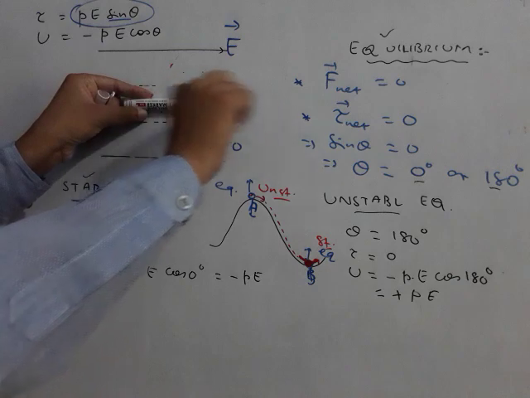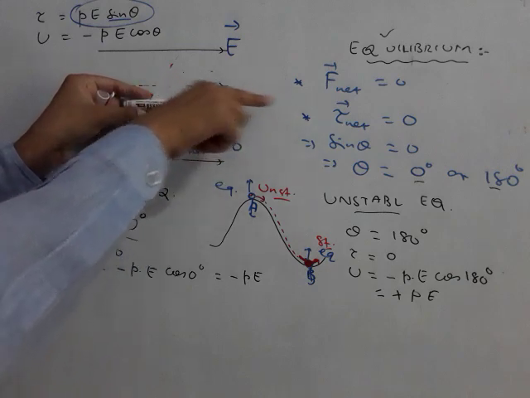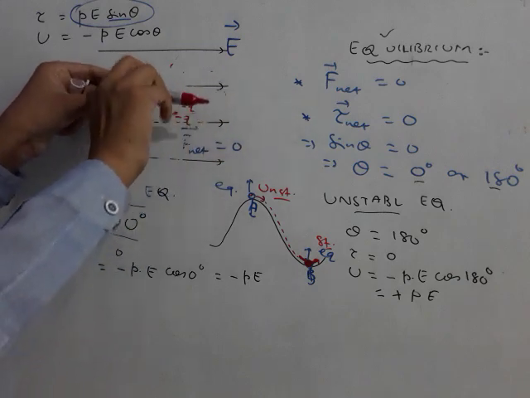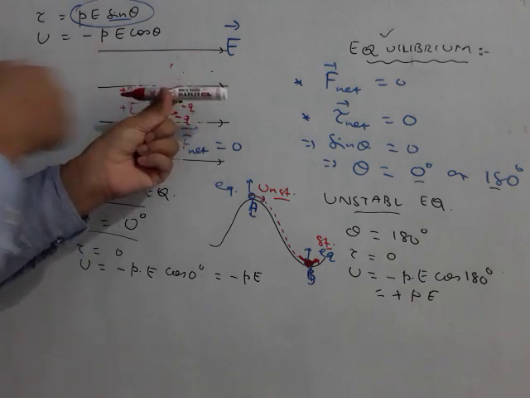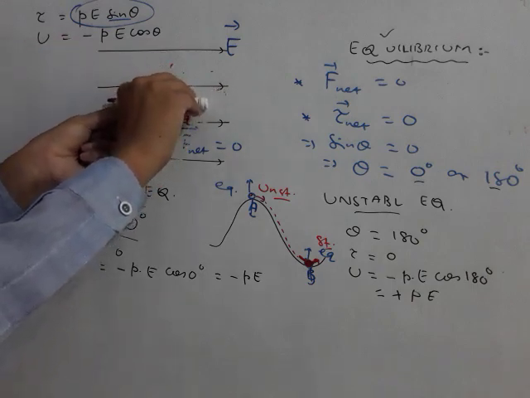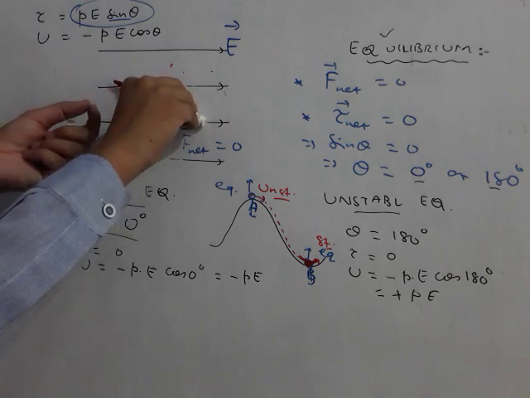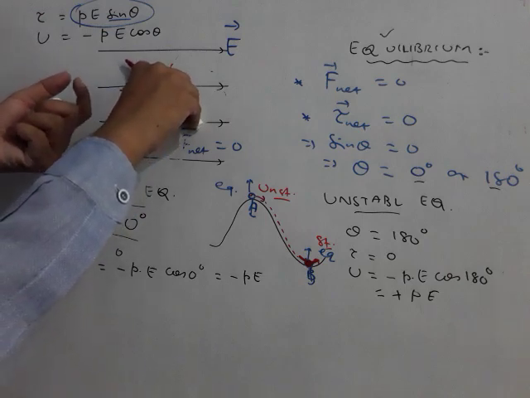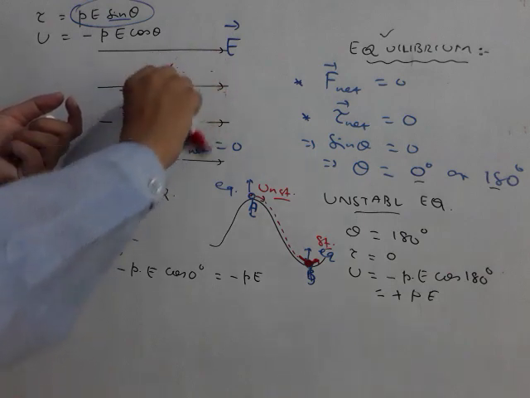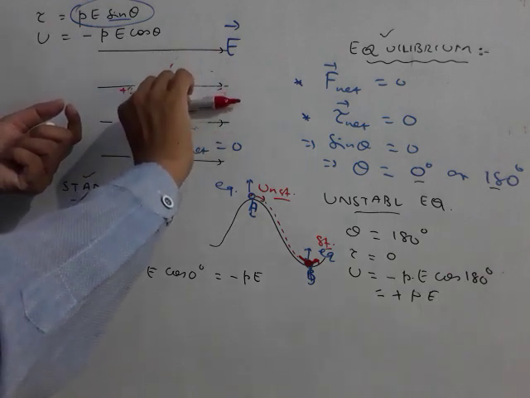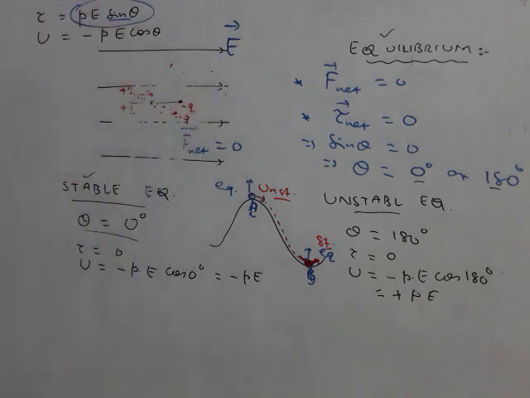What is this orientation? Stable equilibrium, theta equal to 0 degree. So if the dipole is initially like this, where I am pointing in the direction of the p vector, then if you displace it slightly, the torque will act so as to increase this angle, and then the dipole will start oscillating like this and will stop at this particular orientation. So this is the meaning of stable and unstable equilibrium of a dipole.